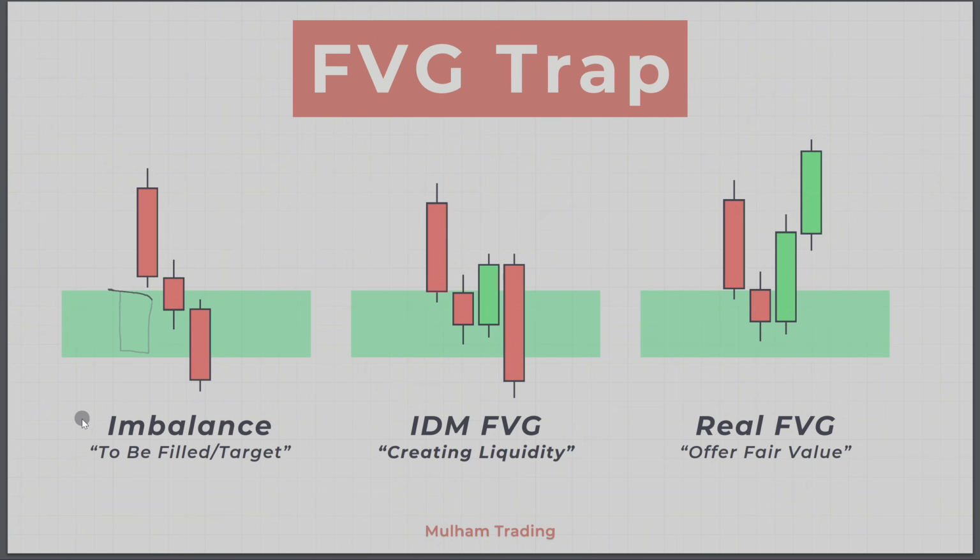For example, this imbalance just needs to be filled, and I'm not looking for an entry off that fair value gap because I know it's going to be disrespected. Now, sometimes we might be wrong, but overall, based on statistics, we want to be right most of the time. Now, also, there is an inducement fair value gap, and this one is used to create liquidity. You see how we get a reaction off it, and a lot of people would enter here. It is used to create liquidity here in order to keep pushing lower.